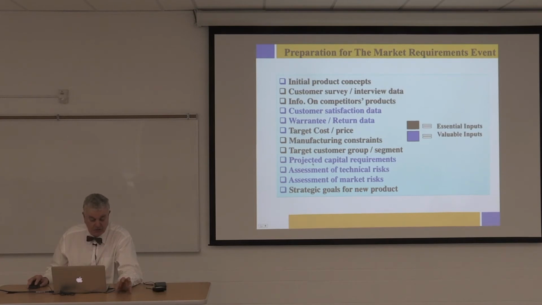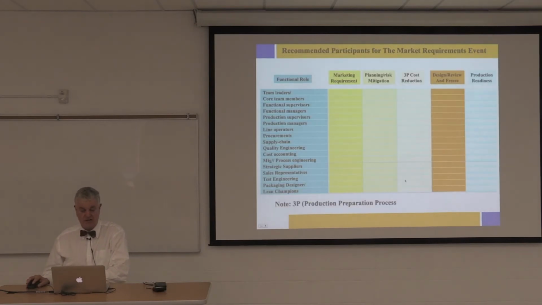These are not essential, but they're highly valuable. Projected capital requirements, you know, what machine tools and so on you need to buy. Assessment of technical risks. I would have all of them as essential, quite frankly. But you can still get away with just those in black, strategic goals of the new product. And this is another sheet, again, marketing requirements, planning and risk.